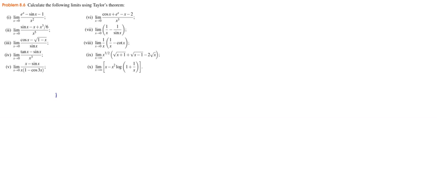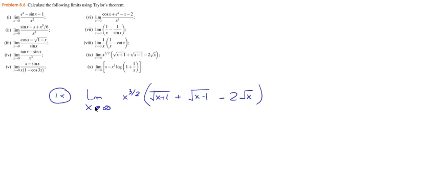Okay, so then you have the limit, let's say part 9, the limit when x goes to infinity of x to the 3/2 times the square root of x plus 1 plus the square root of x minus 1 minus 2 the square root of x. Now the problem here is that we don't really have an approximation for these functions when x goes to infinity. We do have it when x goes to 0, right? So what happens if we try, let's see, this is x times the square root of x.